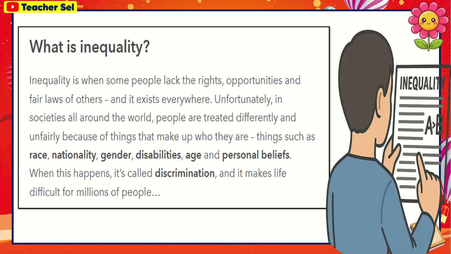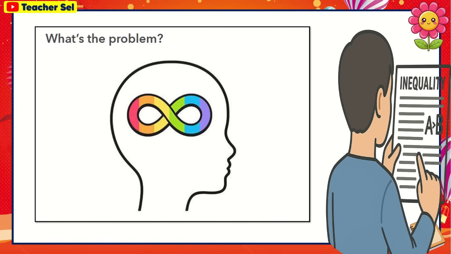What is inequality? Inequality is when some people lack the rights, opportunities, and fair laws of others, and it exists everywhere. Unfortunately, in societies all around the world, people are treated differently and unfairly because of things that make up who they are. Things such as race, nationality, gender, disabilities, age, and personal beliefs. When this happens, it's called discrimination, and it makes life difficult for millions of people. What's the problem?